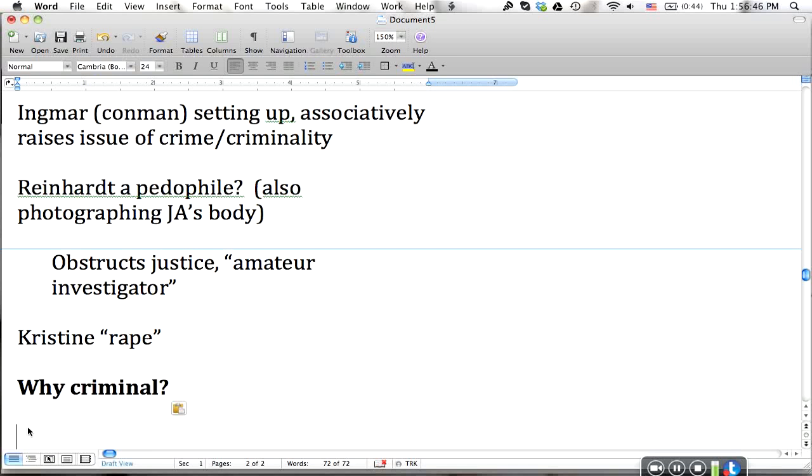Okay, let's turn back to the class then and hear. Just choosing one of these examples, why would you argue that this particular character should be designated in this way as criminal? Anyone want to start?